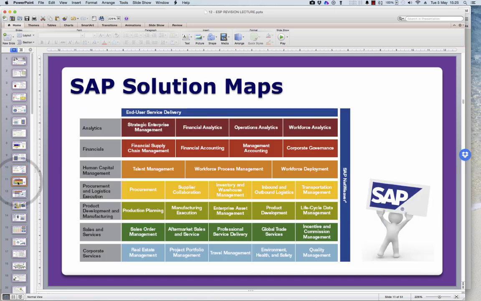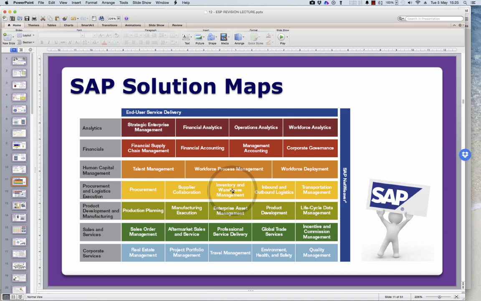Okay. Here's a SAP Solution Map. It could be any, Oracle will have a similar thing. So what a solution map is a list of the different functional areas, so analytics, financials, human capital management, and then against those what the different modules are. So it just is a map to show you what's available, but typically SAP Solution Maps, you would be able to double click on this.